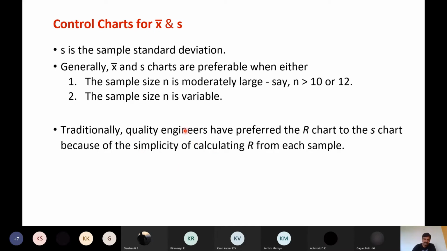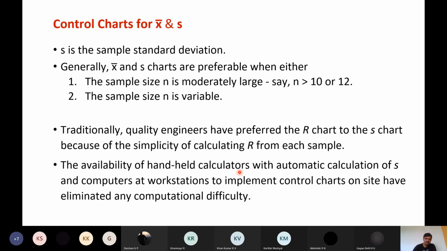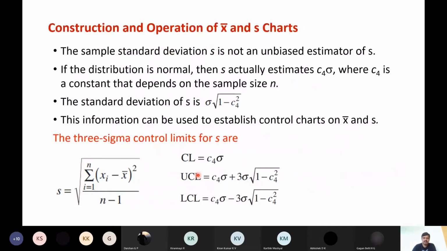So earlier quality engineers were not preferring to use X bar and S charts, but now, with the availability of calculators and also software, even X bar and S charts can be implemented because the calculation effort can be reduced. With the help of software, they will do calculations automatically based on the inputs. That is also possible now. So we are able to overcome this disadvantage of manually calculating S values, which is complicated compared to calculating R values.